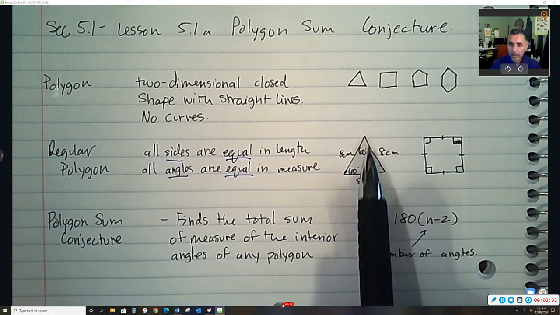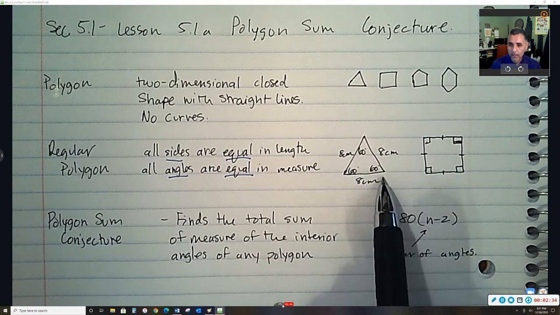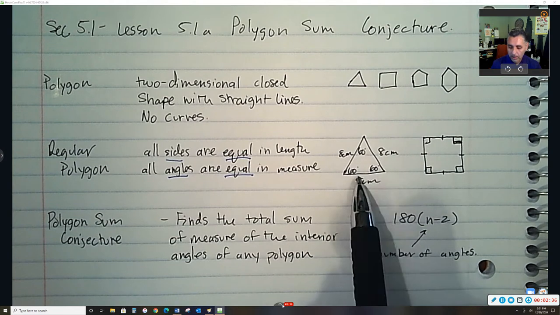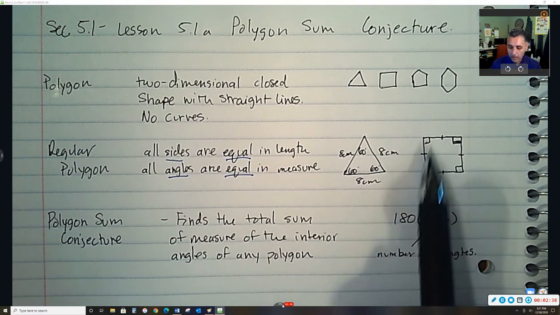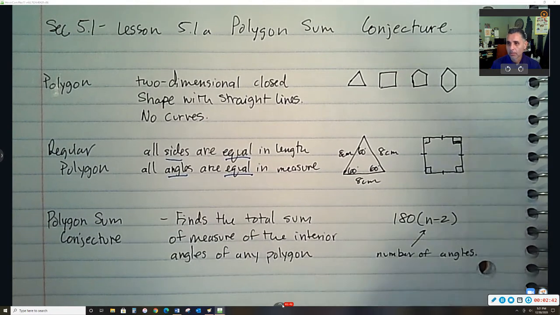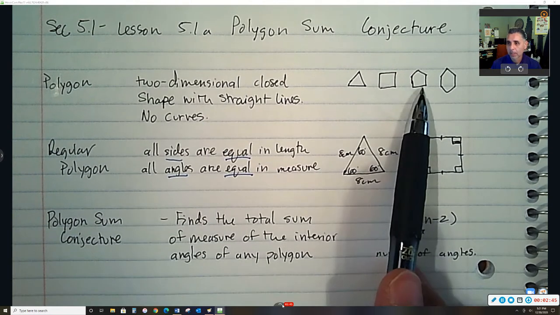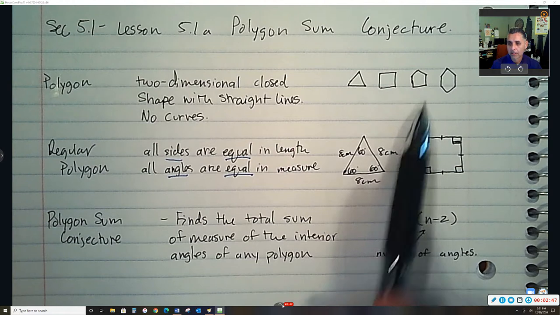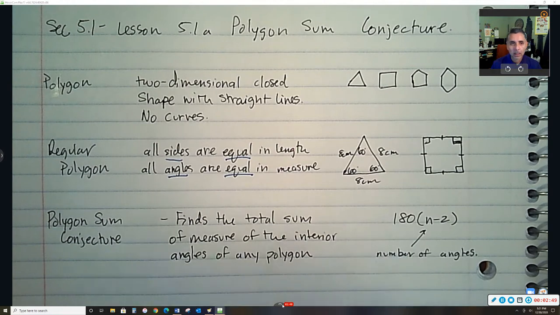See this triangle here? It has 1, 2, 3 angles, and it also has 1, 2, 3 sides. Same thing with this square. There's 1, 2, 3, 4 angles, and then there's 1, 2, 3, 4 sides. This pentagon has 5 angles and 5 sides. It's always going to be the same. But that's everything on the first page. Go ahead and pause that if you need to pause it. I'm going to turn it over and start doing the examples.